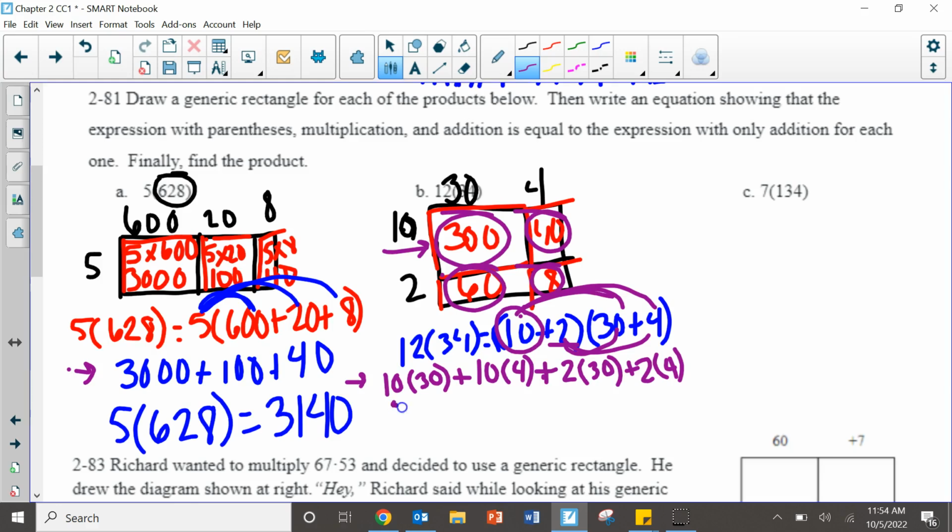10 times 30 is 300. 10 times 4 was 40. 2 times 30 is 60, plus 8. And when you add all those numbers up, you get 408. So 12 times 34 equals 408.